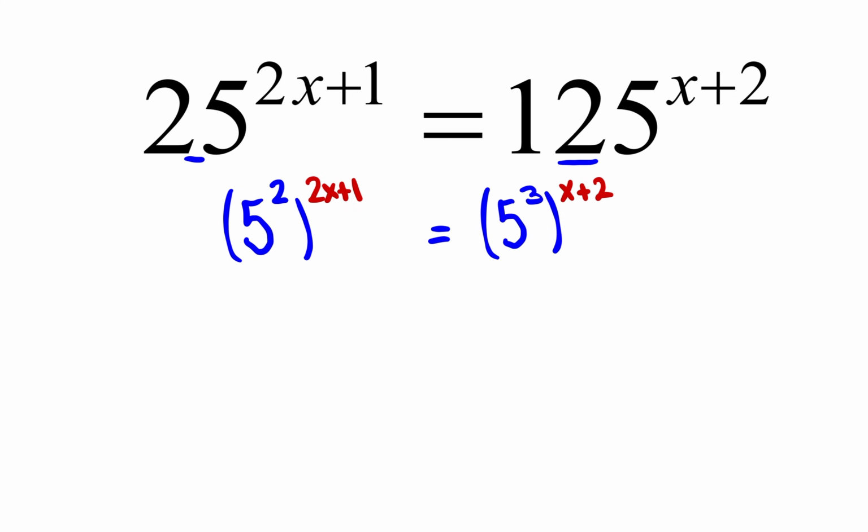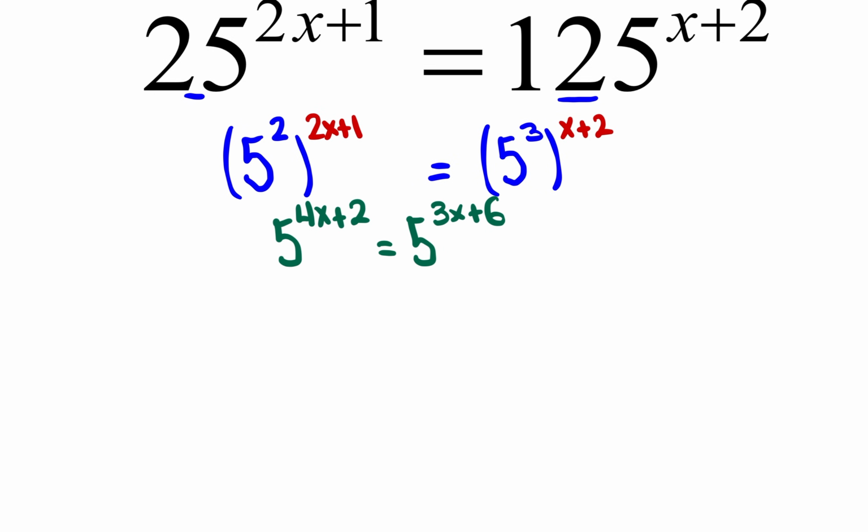And keep in mind that if you ever have an exponent outside the parentheses, you have to multiply. So we have 5 to the power of what? 2 times 2x will give us 4x. 2 times 1 will give us positive 2, equals 5 to the power of what? 3 times x is 3x. 3 times 2 gives us positive 6. So from there, we notice that the bases are the same.